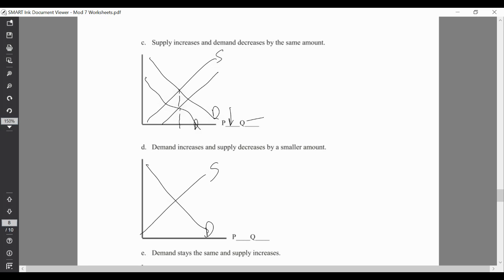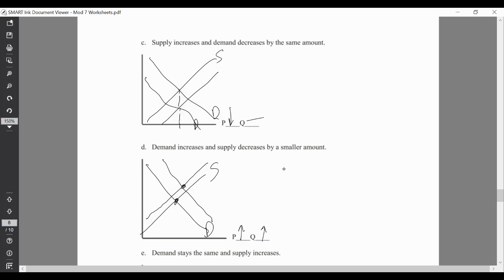Demand increases, so I'm going to draw demand increases, and the supply decreases by a smaller amount. Supply decreases by a smaller amount. So we went from here to here, okay, by a smaller amount. So what are we going to see happen? We're going to see both the price increase and the quantity increase.